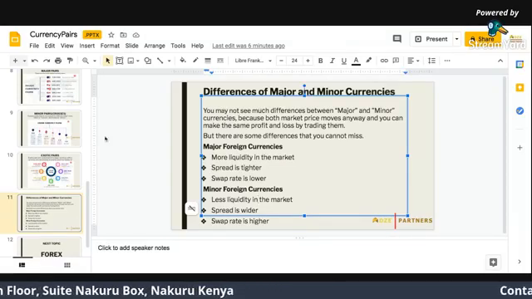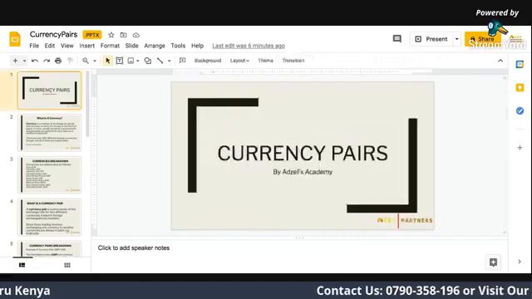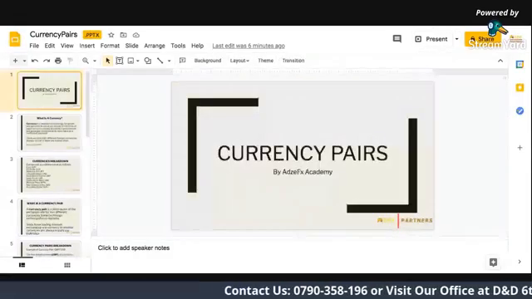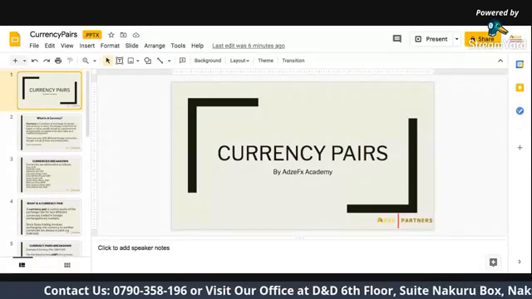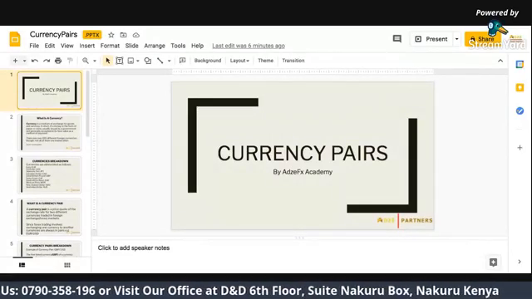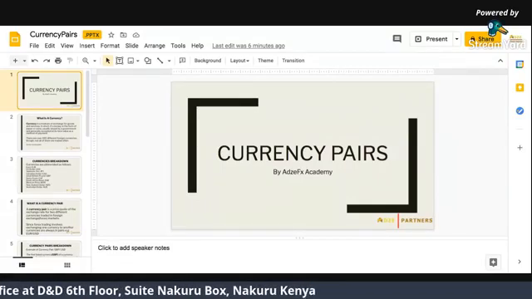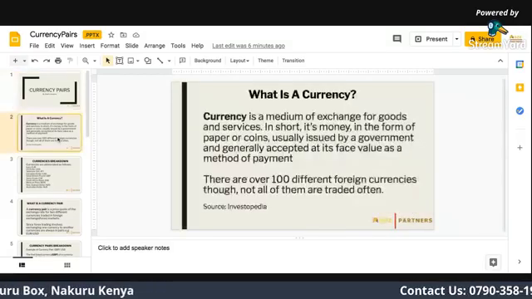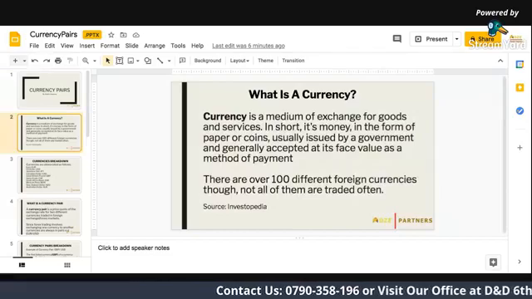Our current topic will be Forex currency pairs. In our previous topic, we covered what is Forex, and we said Forex is the trading of one currency to another. Now, what is this currency that we are trading, and how are they traded? So we'll start with what is a currency. A currency is a medium of exchange for goods and services.